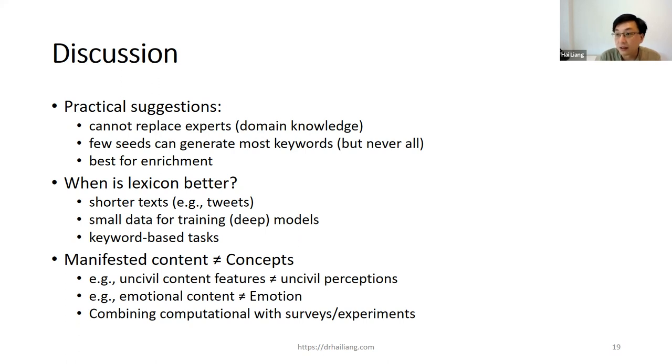So what we measured in most sentiment analysis is what we call the expressed or manifest emotion, not the emotion in the psychological sense. So my suggestion, which is not new at all, is that it would be better to combine the computational approach with other methods like surveys and experiments. So, yes, that's all.